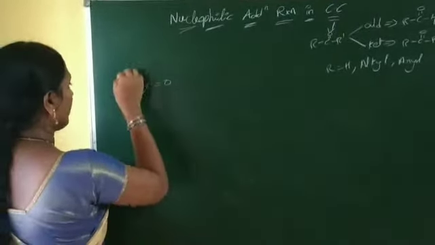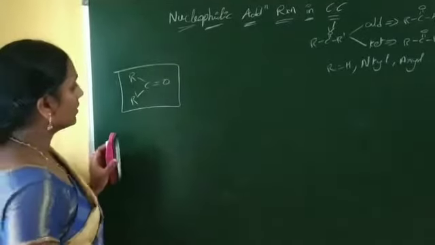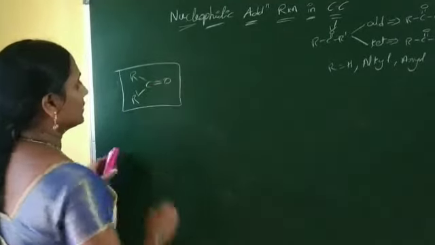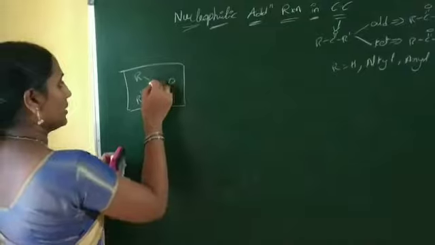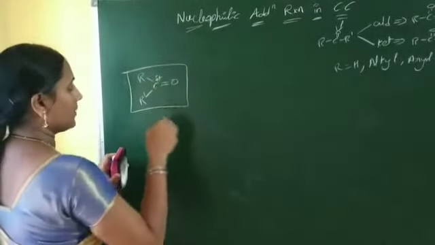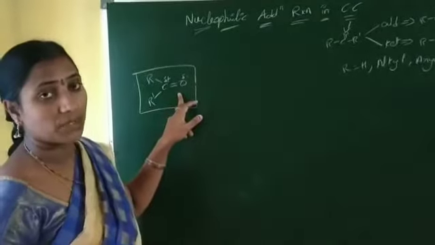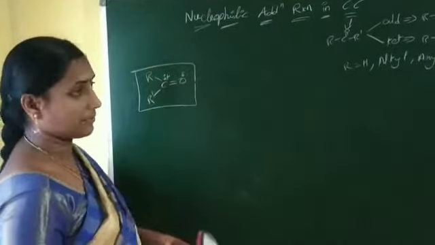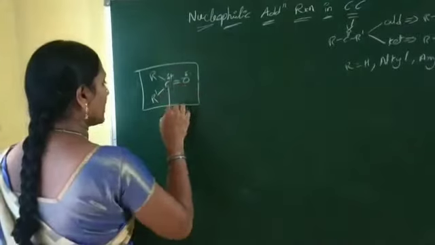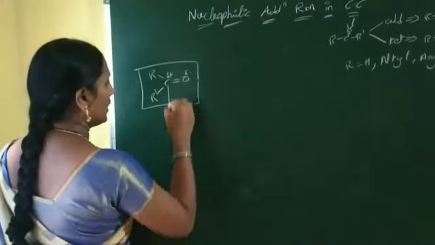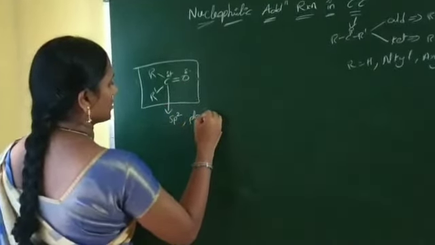Now these are in planar form. The polarization of this functional group: carbon has a partial positive charge and oxygen has a partial negative charge, because oxygen is a more electronegative atom than carbon. The hybridization of this carbon is sp2 and the structure is planar.